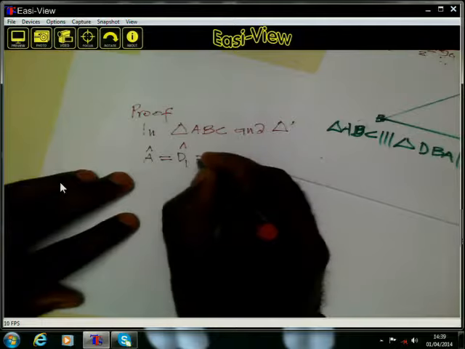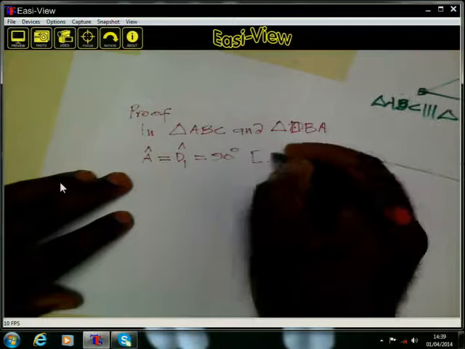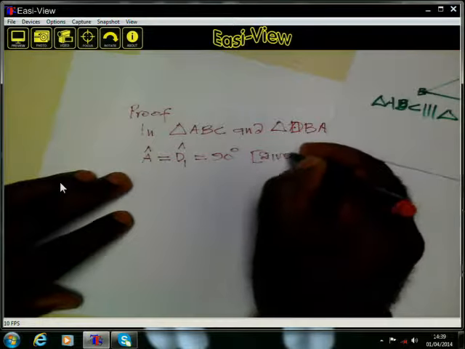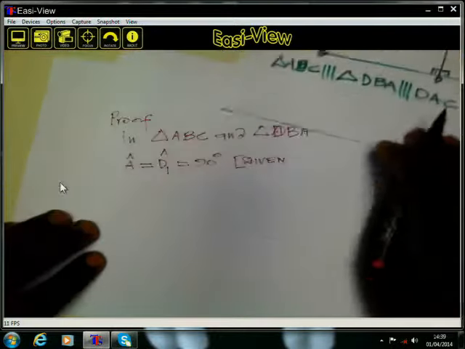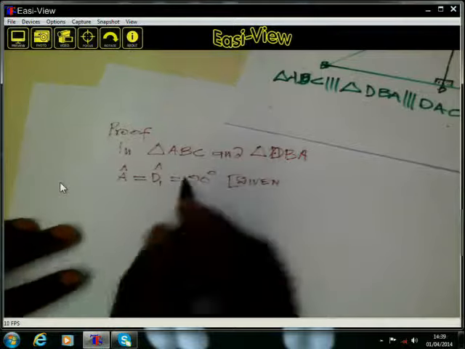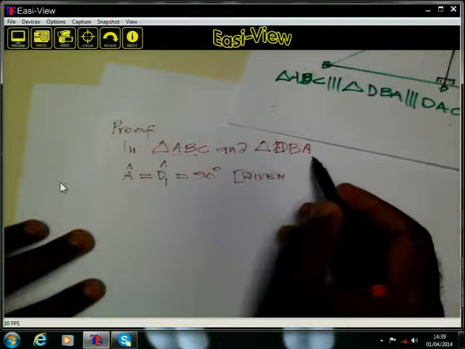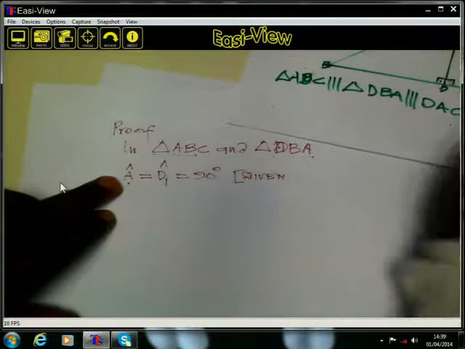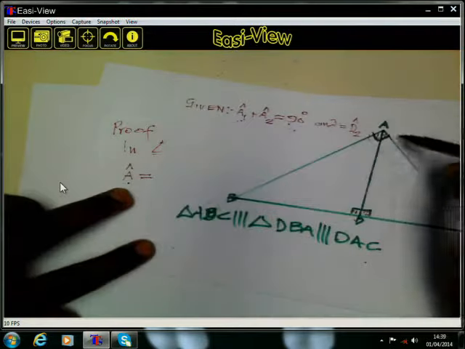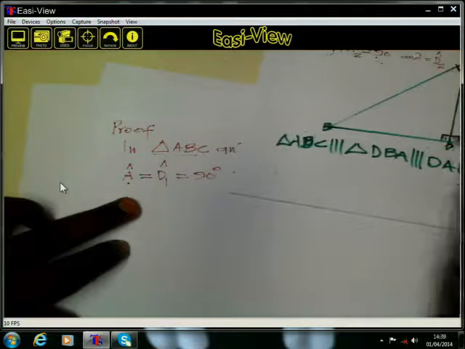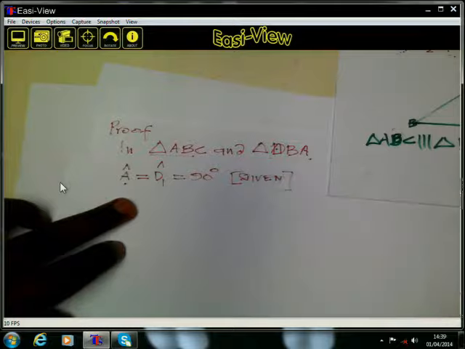What is the reason? Both of them are equal to 90, and the reason is it's already given. Remember when we had that extension, that construction, it made this angle equal to 90. That's the first thing that we can come up with from the two triangles in question, triangle ABC and triangle DBA. A is for triangle ABC, and D1 is for DBA. Both of them are equal to 90. The reason there is given.